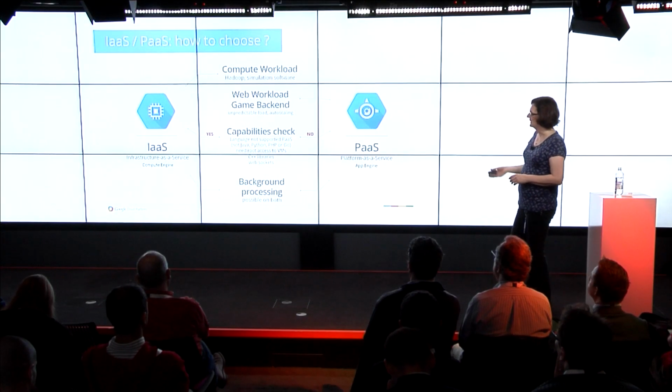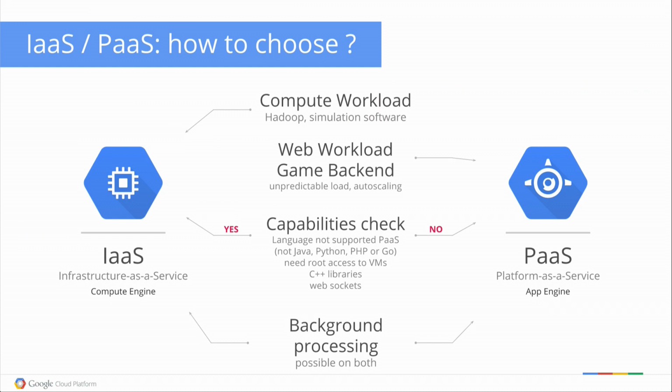So again, going into more details about how you would choose, infrastructure as a service has its sweet spots: compute workloads, Hadoop map reduces, those kind of things. Running simulations, running Monte Carlo simulations, running complex workloads. Platform as a service is great for game backends, mobile backends, web type workloads, things where load is unpredictable, where you require auto-scaling. Both of them work brilliantly for background processing. You can do background processing with platform as a service or with infrastructure as a service.